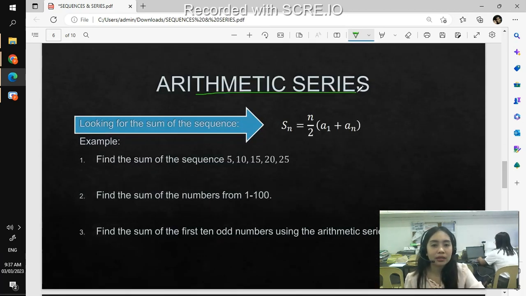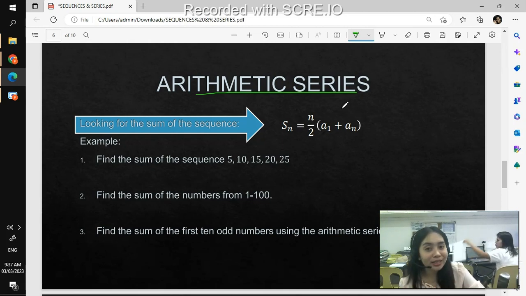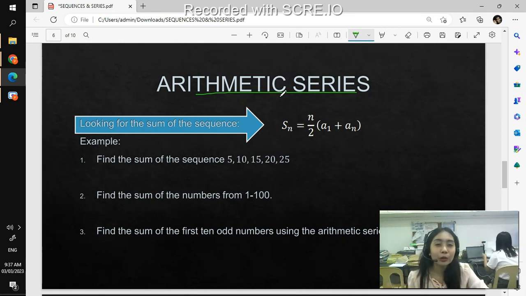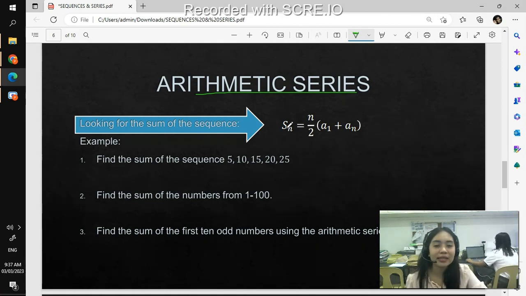Next, we have the arithmetic series. Now, an arithmetic series is just the sum of all the terms in the arithmetic sequence. So if you are to add every term, then that is called an arithmetic series. Basically, you will be adding all the terms. We have here s sub n is equal to n over 2 times the quantity of a sub 1 plus a sub n. Here, the n denotes the number of terms in the sequence. A sub 1 is the first term. A sub n is the last term.